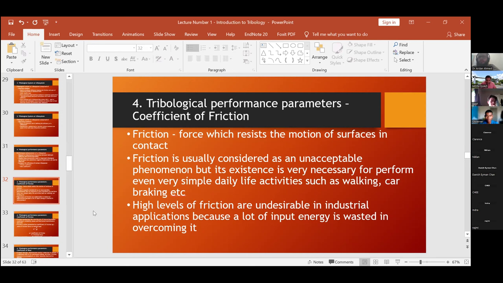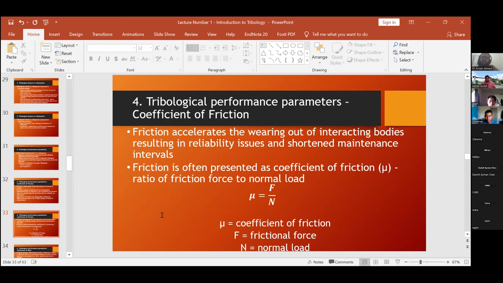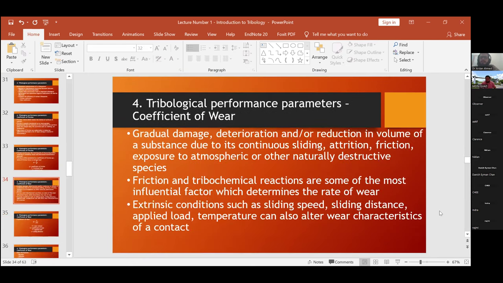We already know about friction, so we'll skip that. This is how we can calculate friction. The formula for the coefficient of friction is the friction force divided by the normal load. You can find various forms of this in various books, but this is a general formula that is used. It will obviously change depending on the type of contact that is present, so expect that this is quite a general form.